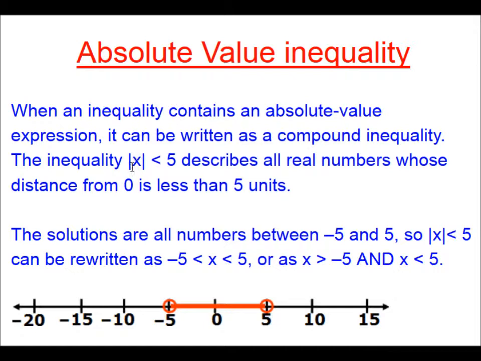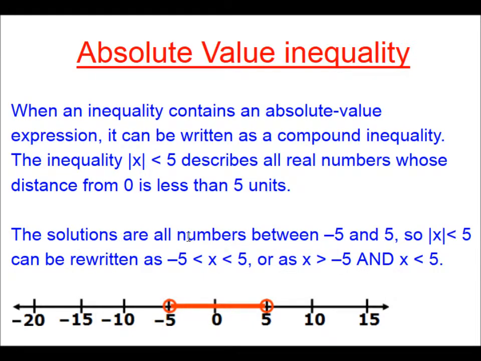The inequality mod of x is less than 5 describes all real numbers whose distance from 0 is less than 5 units. What does this mean? This means on a number line, from 0 the distance is 5 units, on both sides, on the negative side as well as on the positive side. Since it does not say less than or equal to, that means 5 is not included. So that's why there is no dot. Whenever there is a dot, that means 5 is included. Whenever there is a circle, that means 5 is excluded.